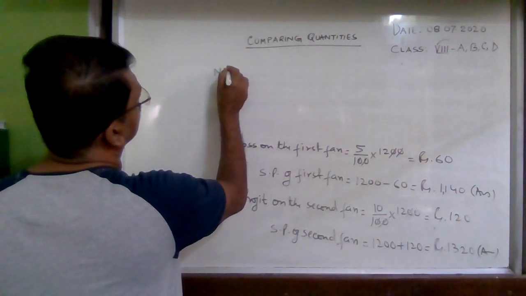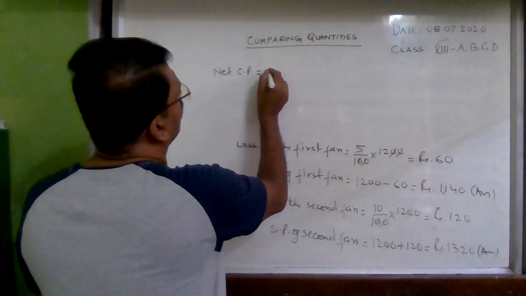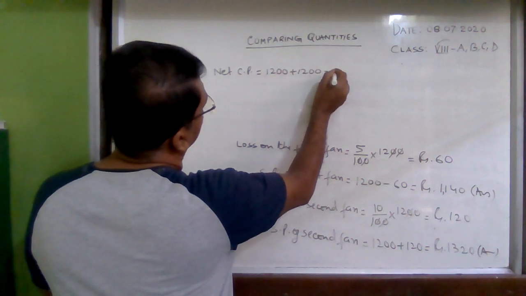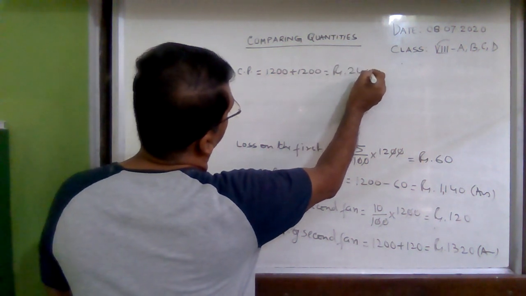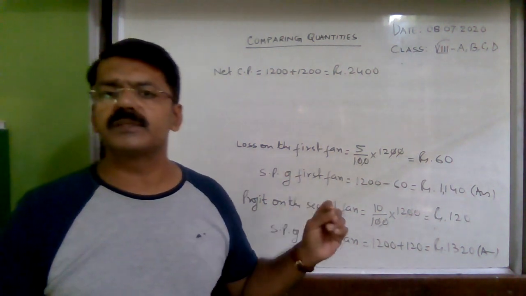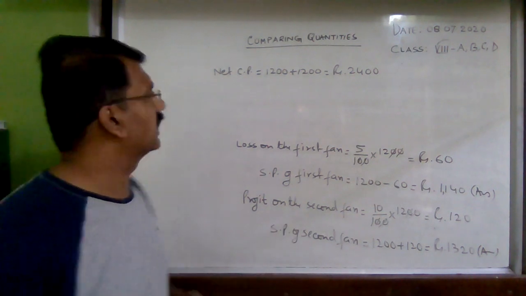Net CP is 1200 plus 1200, rupees 2400, because there are two fans and each fan is rupees 1200. So it is 1200 plus 1200, rupees 2400.